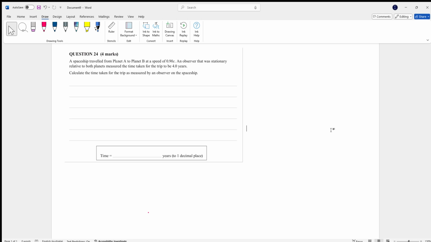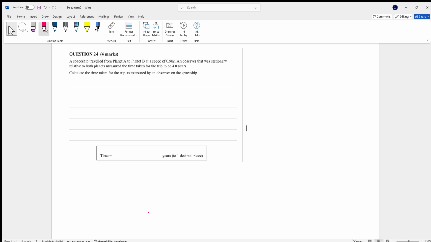Okay, so otherwise, let's just get straight into this question. Question 24. A spaceship traveled from planet A to planet B at a speed of 90% the speed of light. An observer that was stationary relative to both planets measured the time taken for the trip to be 4 years. Calculate the time taken for the trip as measured by an observer on the spaceship.